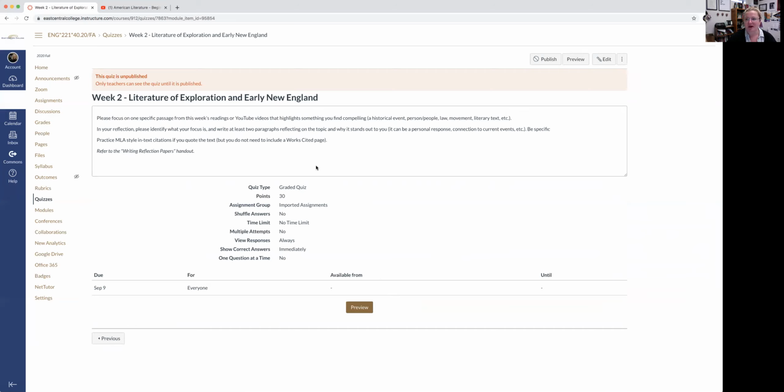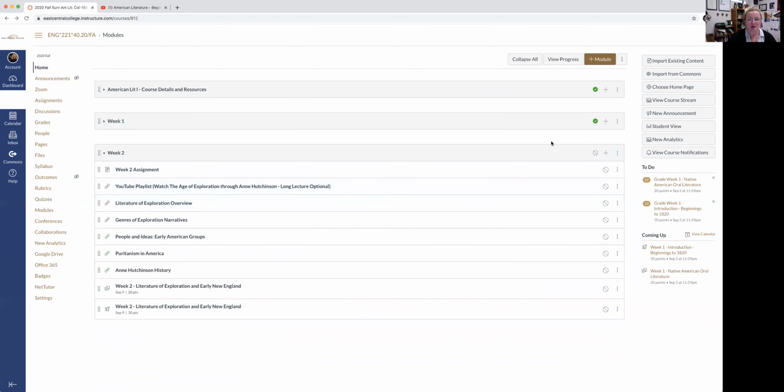This is similar. I'm asking you to choose 1 specific passage or excerpt from anything that you read or watch from this week and pick out something that you really find compelling. I want you to be specific. It might be a person, it might be a specific text, but then write a reflection about that. Okay, and it is likely that before you turn those in, I will have graded this week 1's assignments, so you'll have a little bit of guidance as well.